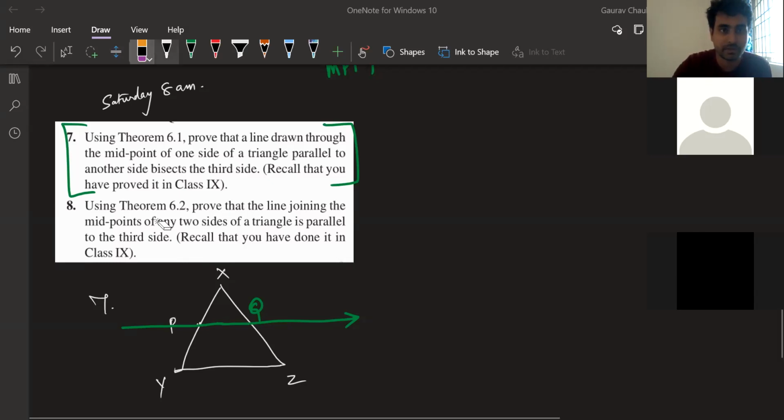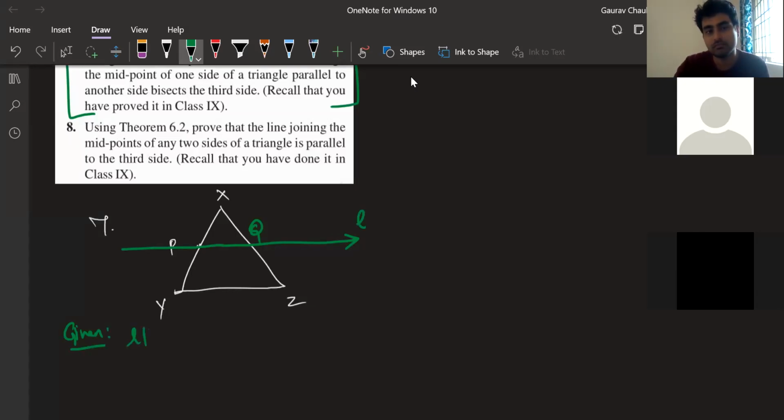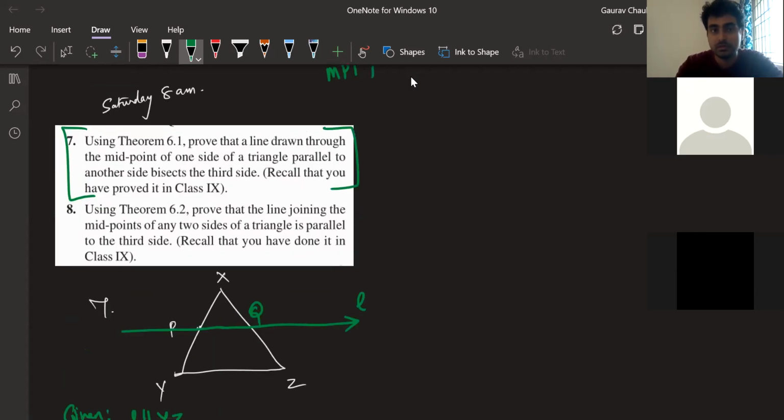Okay. Let's get started. Riza, can you go ahead with the given and to prove? Yes, sir. Given is we'll name the line, sir, as L. So it will be L is parallel to YZ, sir. Okay, L is parallel to YZ is given. Yes, sir. And we have to prove that. One more thing is given, Riza. One more thing is given.